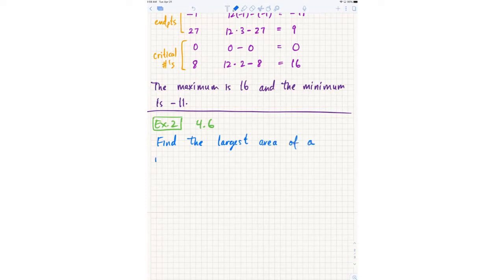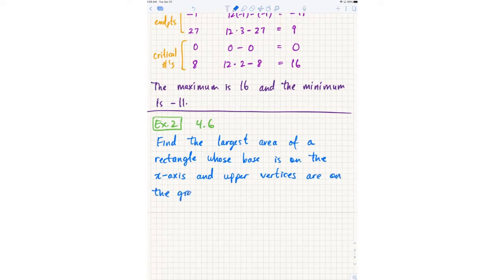Okay, so let's find the largest area of a rectangle whose base is on the x-axis and upper vertices are on the graph of y equals e to the negative x squared over 12.